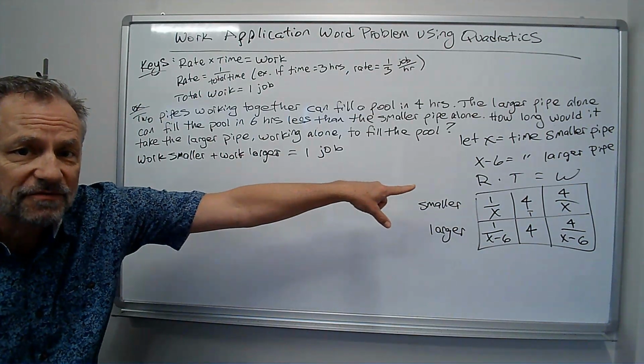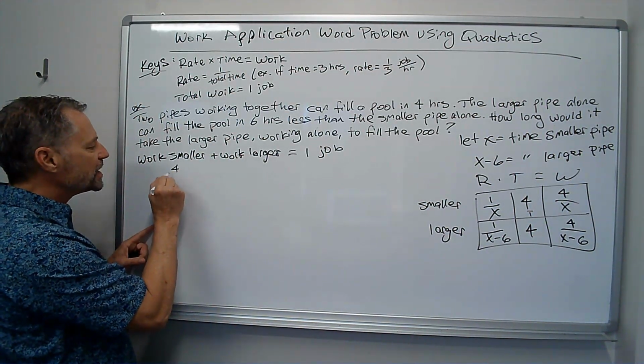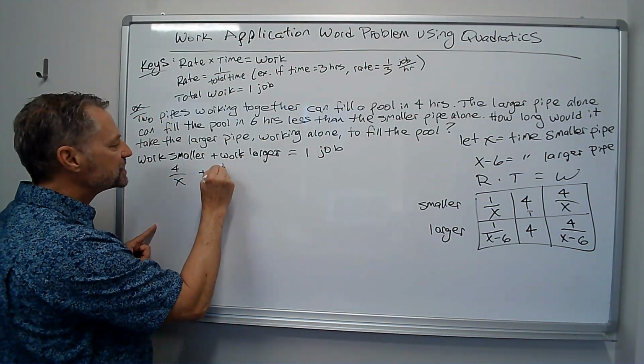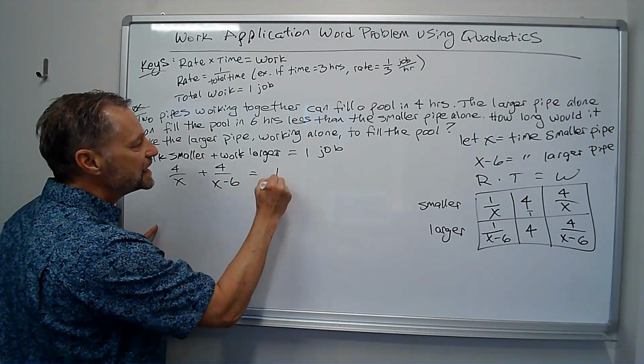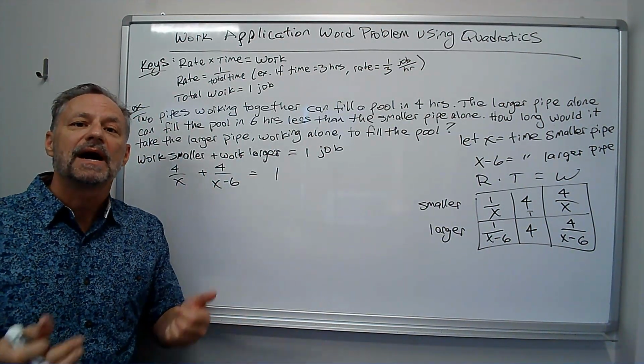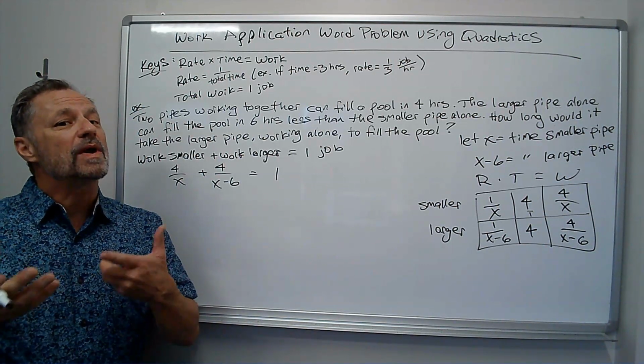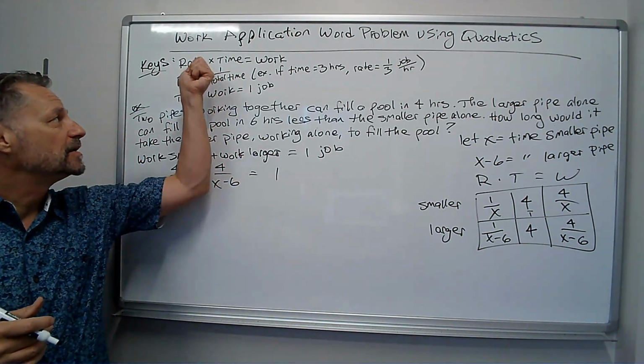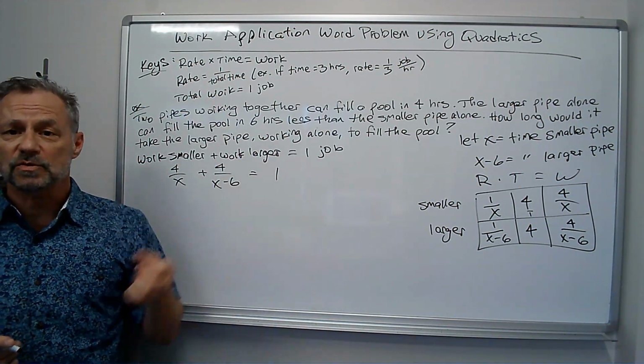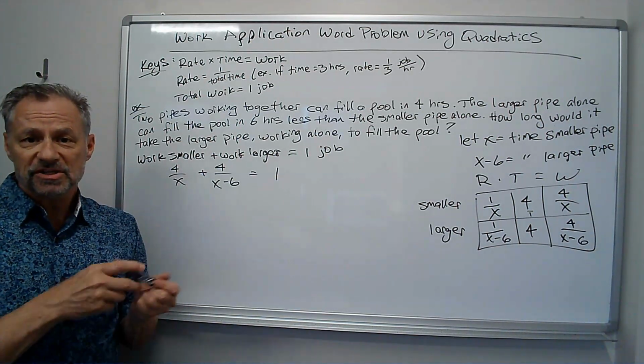Well, work comes straight from there. So I say, oh, 4 over x plus 4 over x minus 6 equals one job. Boom, I have my equation. So the equation comes out pretty easily once we remember this and once we set up our box. So now I'm just going to solve this.